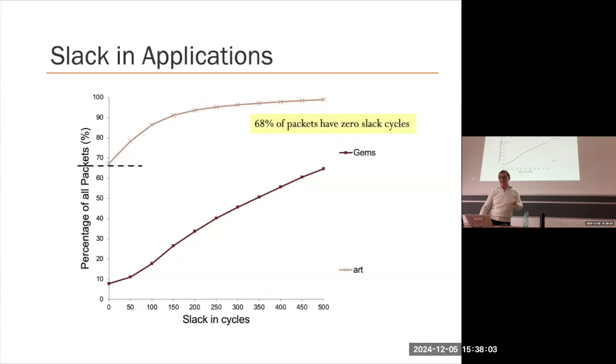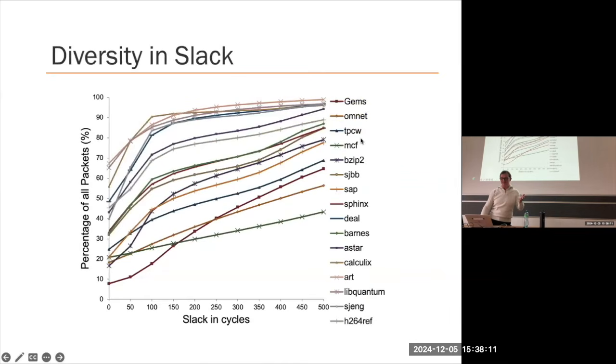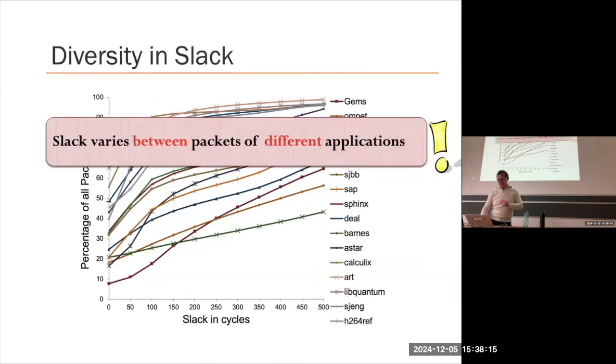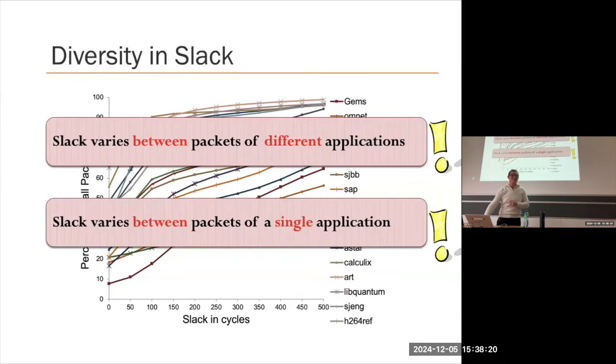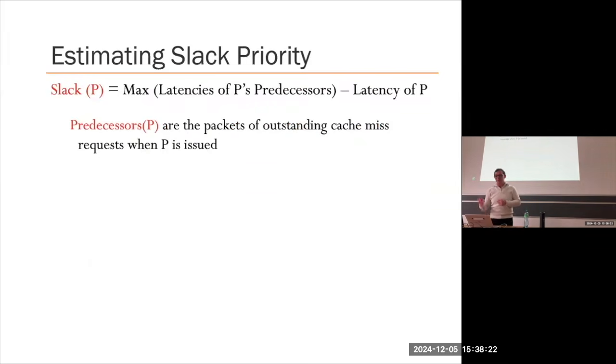So you can see that there are other applications. Different applications are different. So for this application, a very large number of packets have 0 slack cycles, which is interesting. And there's a huge variation across different applications we have examined. Okay, so slack varies between packets of different applications and also within a single application. Okay, so the question is, how do you estimate a priority level based on slack?